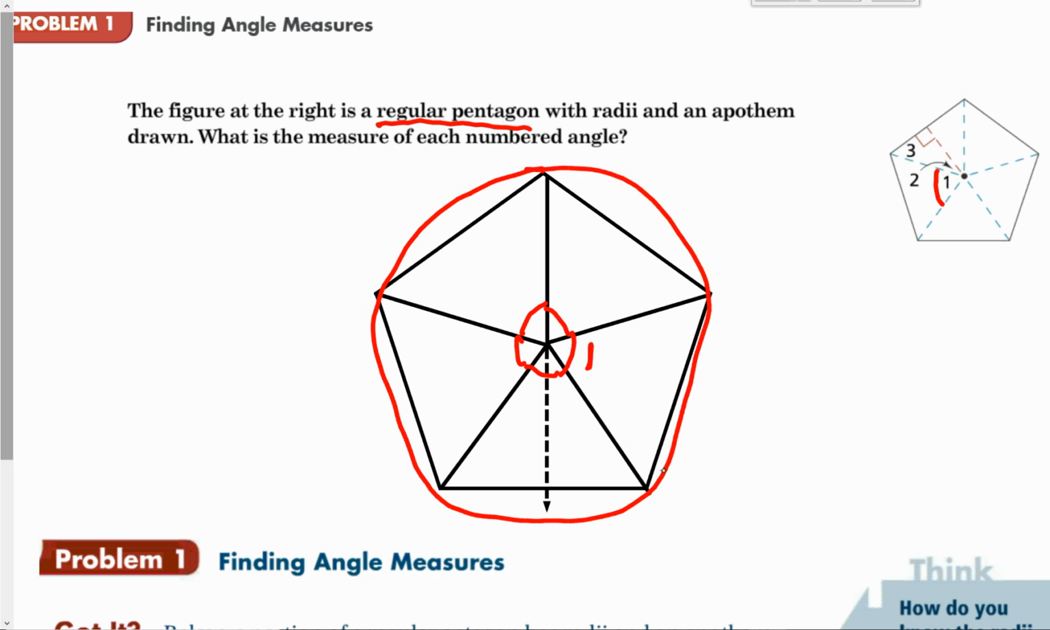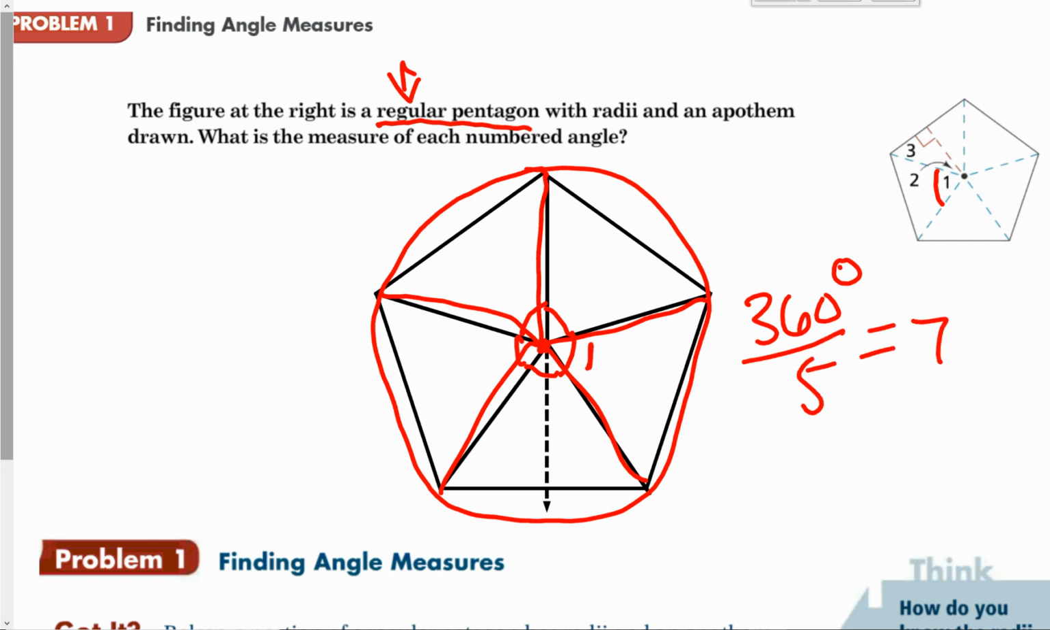We know the distance around there is our circumference, but the angle at which it opens from the center and goes all the way around is 360 degrees. If we have 5 sides cutting it evenly, a regular pentagon, all these angles will be the same. So if I take 360 and divide by 5, I get 72. So angle 1 is 72 degrees. Same thing with this one, and this one, and this one. They're all 72. So measure of angle 1 equals 72 degrees.